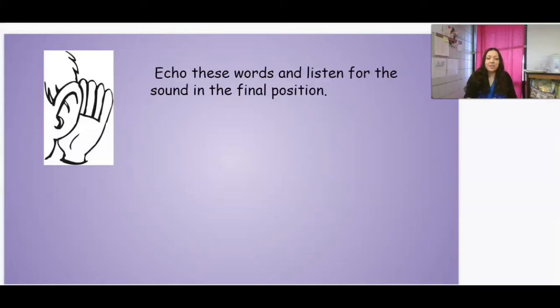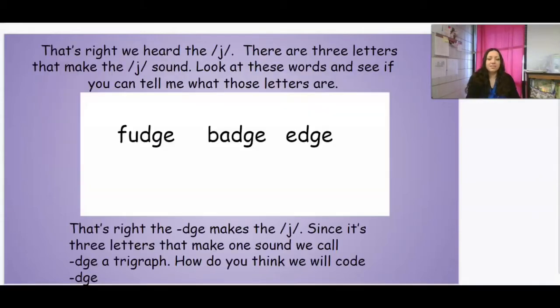Good job. All right, you're going to echo these words and listen for the sound in the final position. So at the end, are you ready? Fudge, badge, edge. Let's try it again, ready? Fudge, badge, edge. What do you hear at the end? That's right, you hear the j sound.